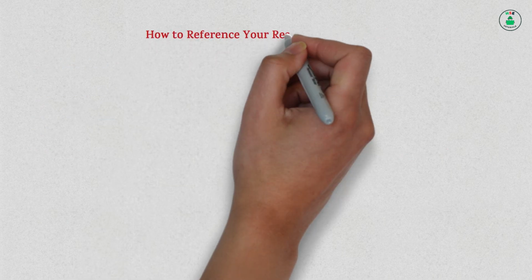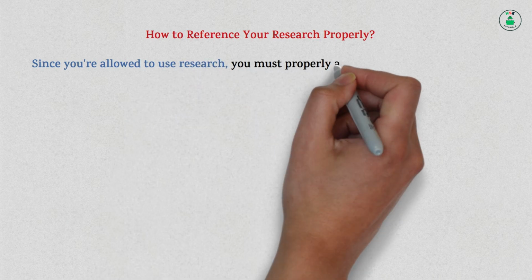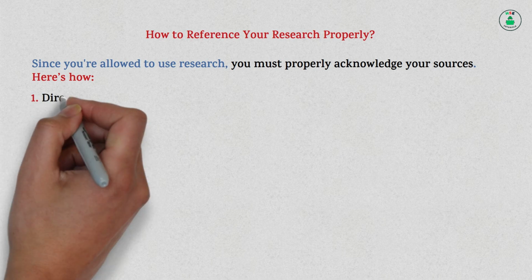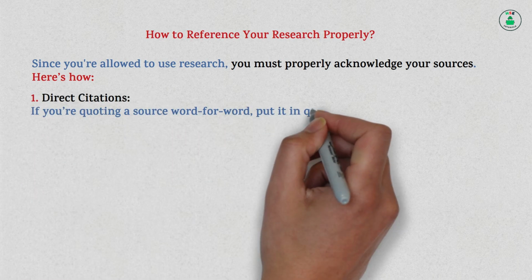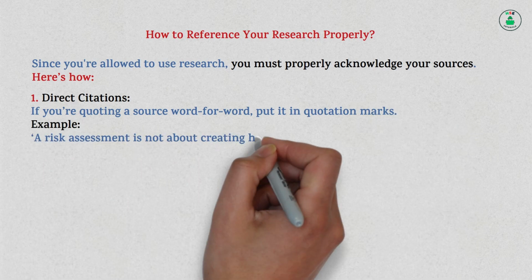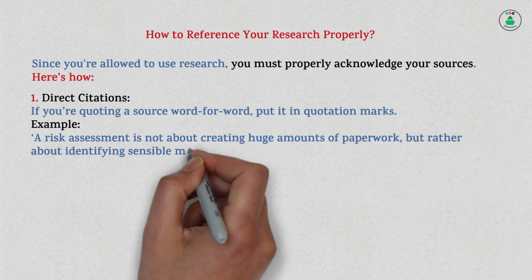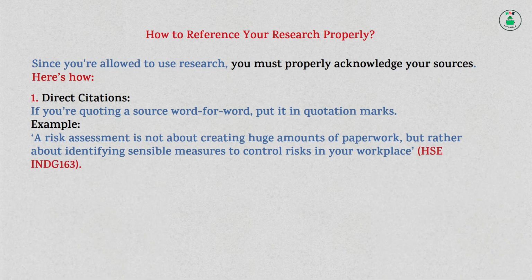How to reference your research properly. Since you're allowed to use research, you must properly acknowledge your sources. Here's how. 1. Direct citations. If you're quoting a source word for word, put it in quotation marks. Example: "A risk assessment is not about creating huge amounts of paperwork, but rather about identifying sensible measures to control risks in your workplace." HSE IGC1.